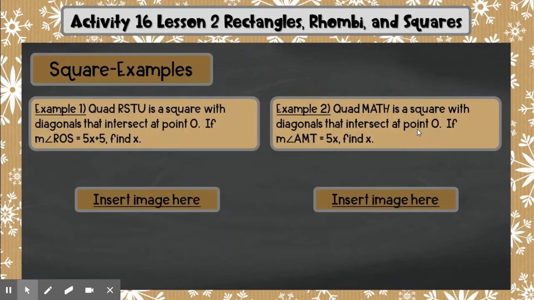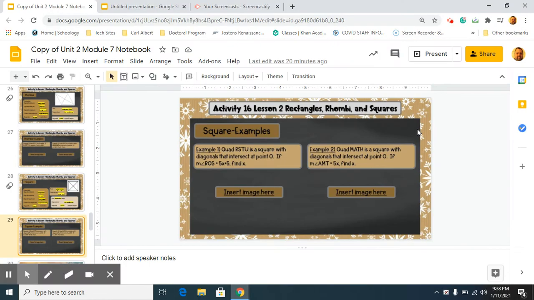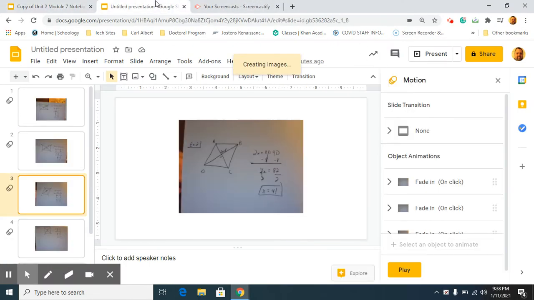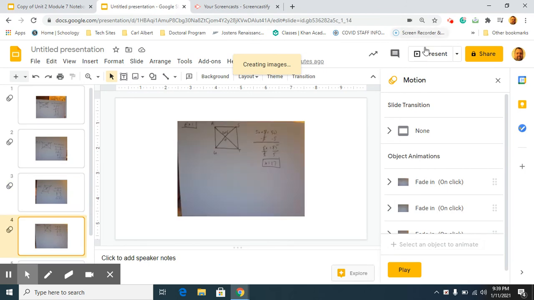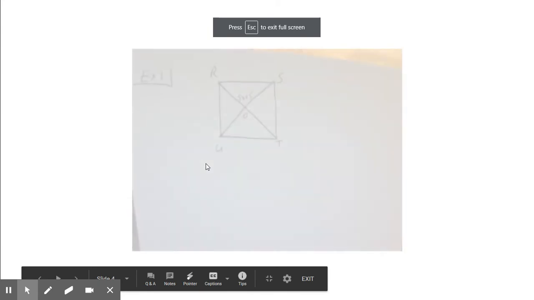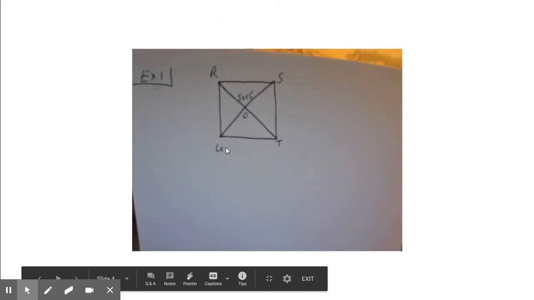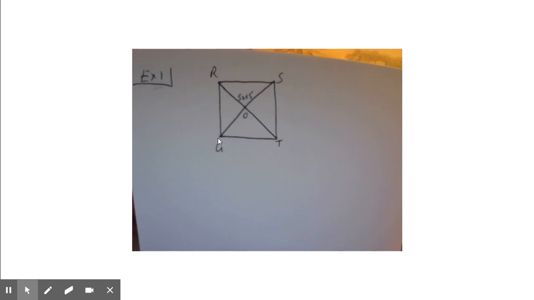So let's look at example 1. Quad RSTU is a square with diagonals that intersect at point O. If the measure of ROS equals 5x plus 5, find x. So let's look at this example. Let's draw the picture correctly. So RSTU is a square with diagonals that intersect at O. The measure of the angle ROS is 5x plus 5.